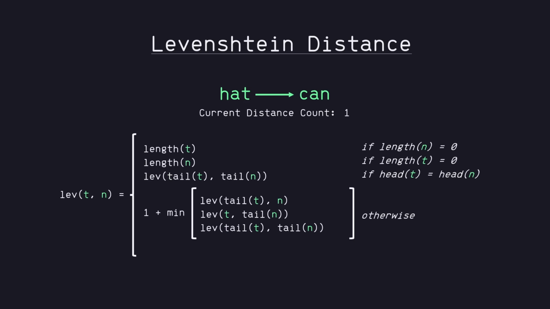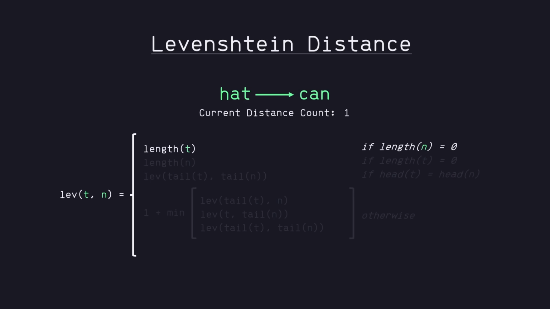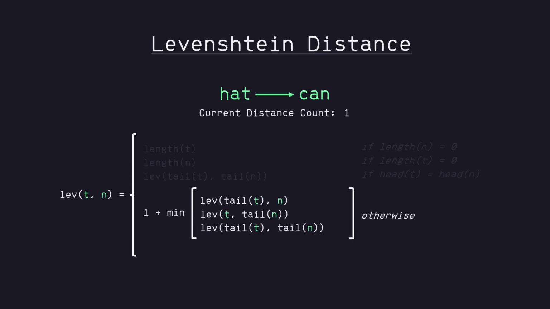So going through this once more, the length of N is not 0, so we move on. The length of T is not 0, so we move on. The head of T is not equal to the head of N, so we move on. So now we know a move must be performed, so let's add another 1 to our edit distance. Again, we've got 3 possible routes to take.